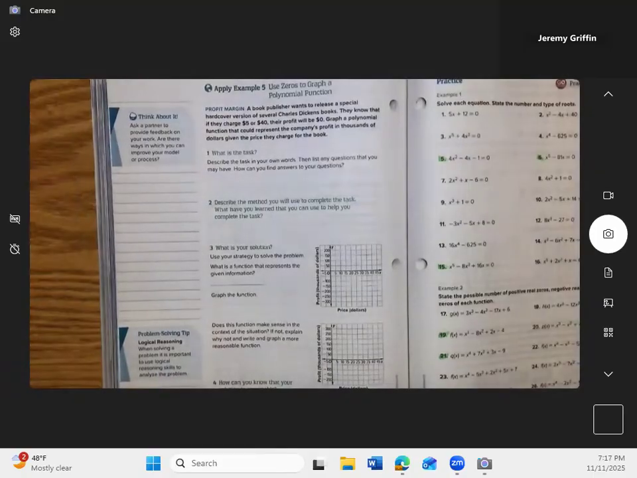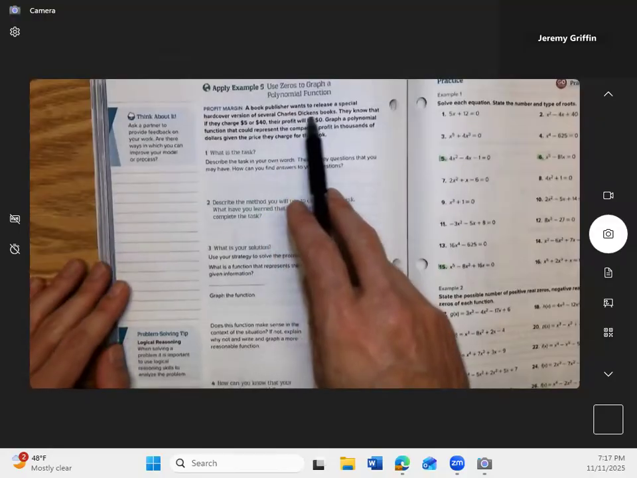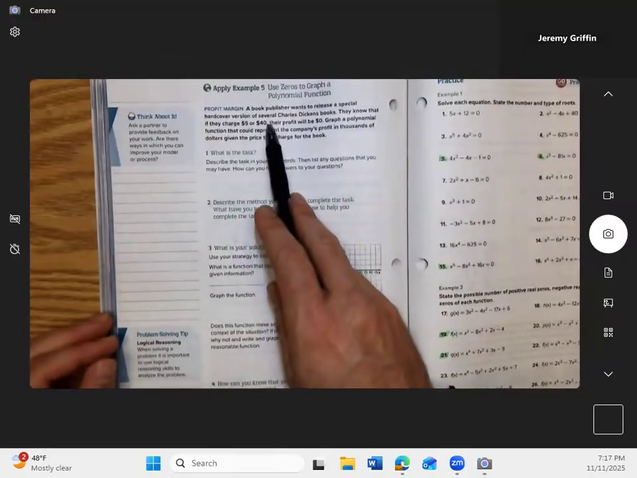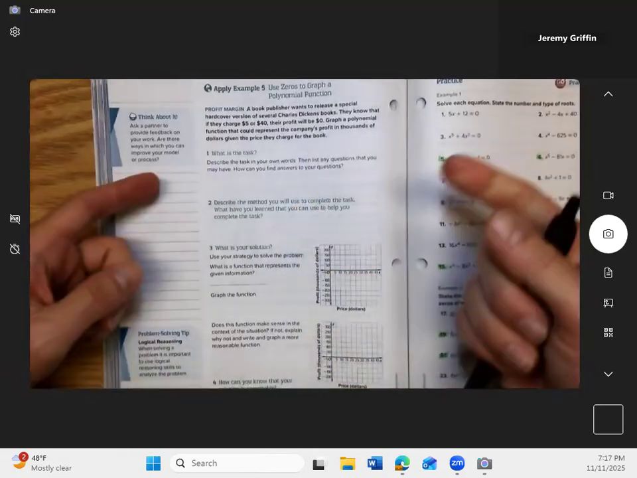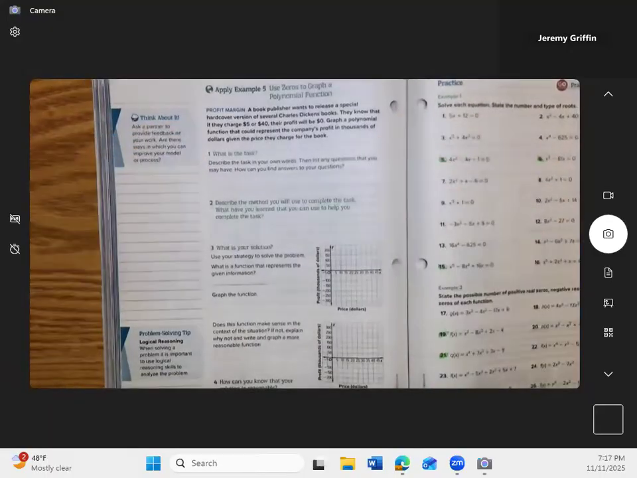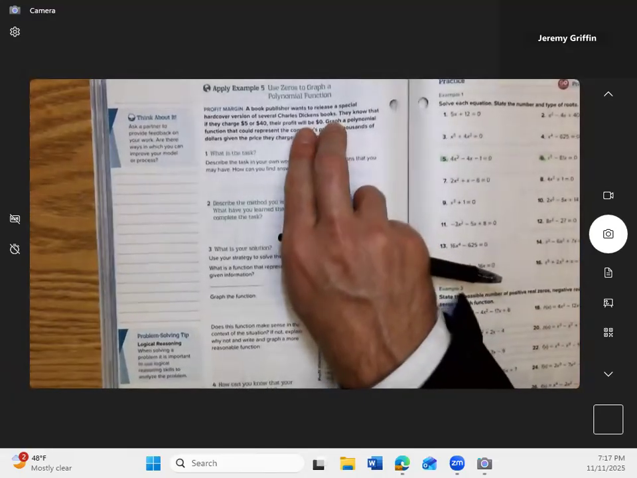Example 5. A book publisher wants to release a special hardcover version of several Charles Dickens books. They know that if they charge $5 or $40, the profit will be 0 for each. Okay. So we have a real world example. We're doing a profit example, which has been common throughout the book. Right? So kind of a business economics example. And they're telling us some zero values on a graph.